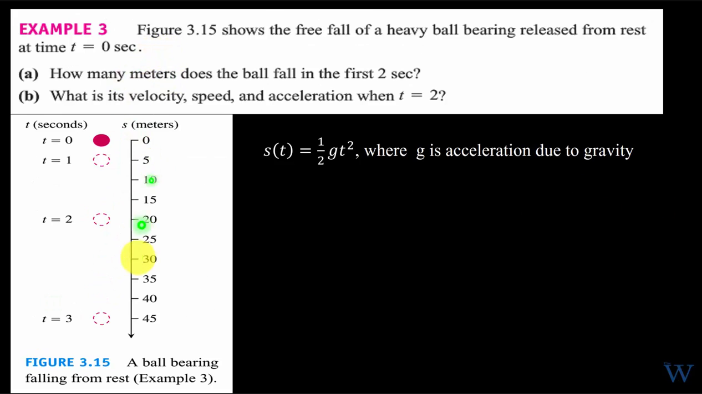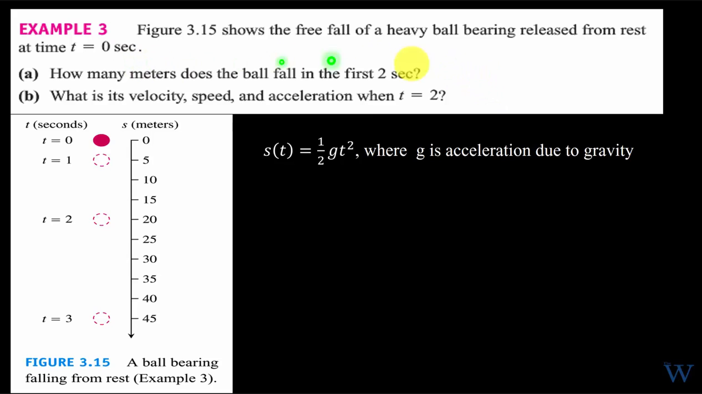Okay, figure 3.15, this is what we're looking at, shows the free fall of a heavy ball bearing released from rest at time t equal to 0 seconds. Letter A, how many meters does the ball fall in the first 2 seconds? Letter B, what is its velocity, speed, and acceleration at t equal to 2 seconds?